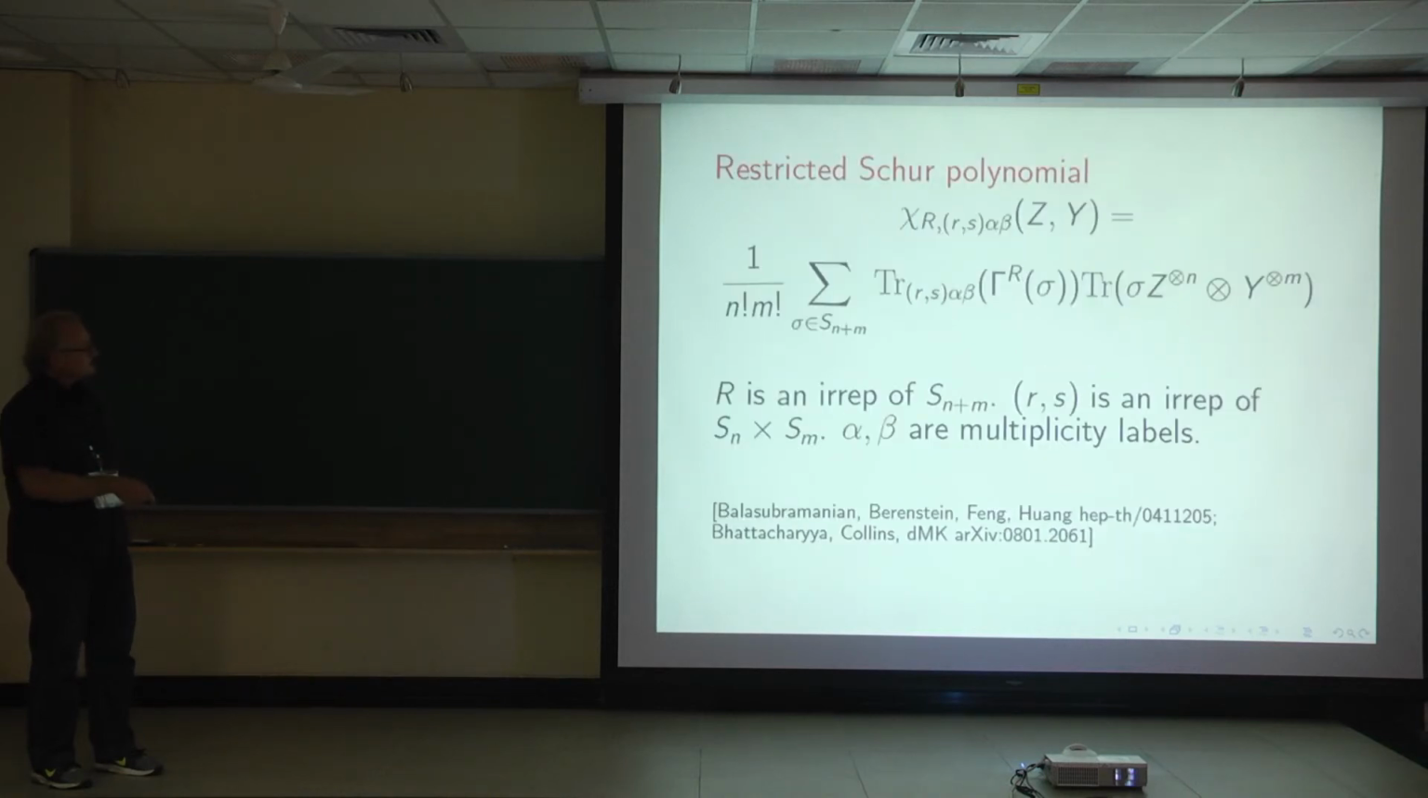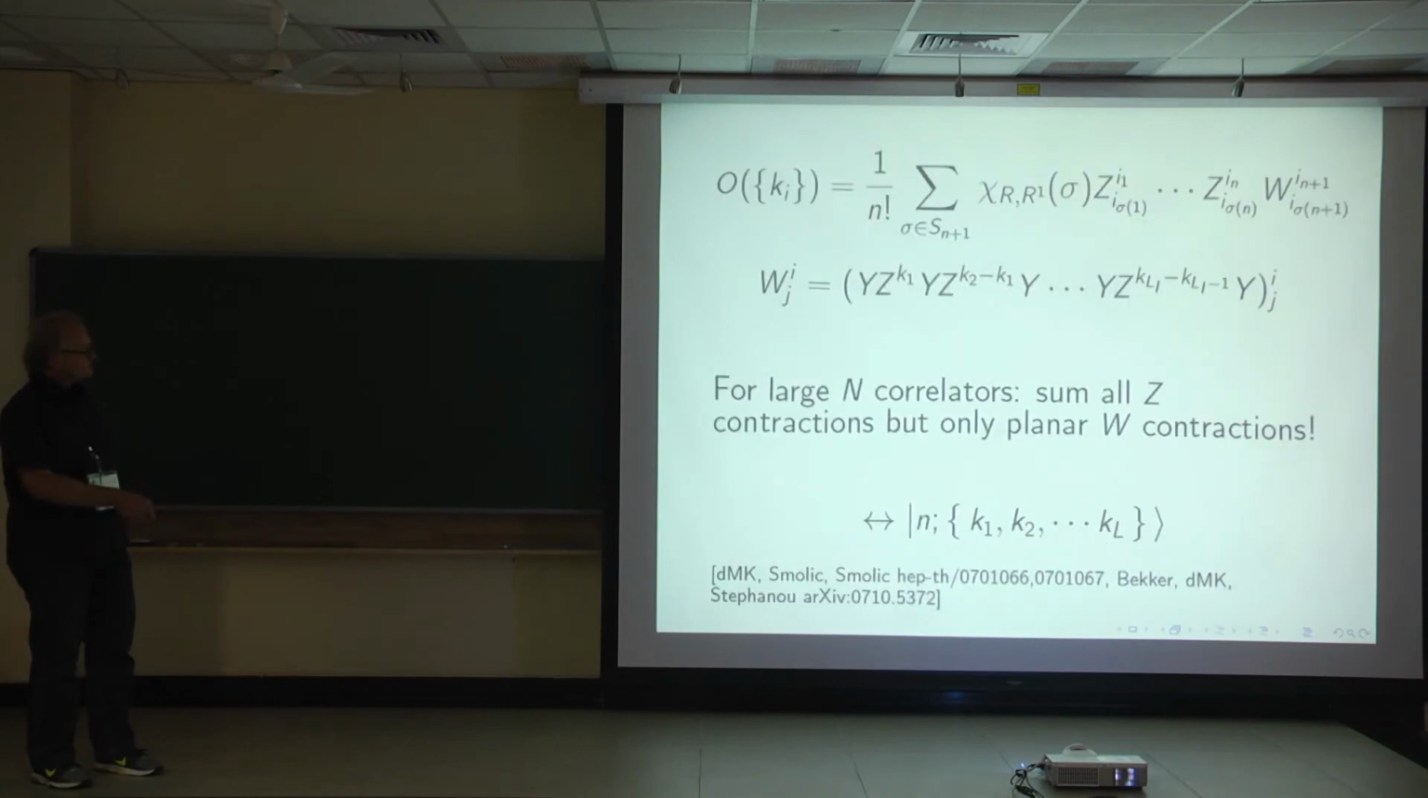And when I do it, I will always refer to the number of Z's by the first letter here. So there's N Z's. They sit there. And I will refer to the numbers in these braces as telling me about this word W. And I will often want to consider operators with more than one word W.